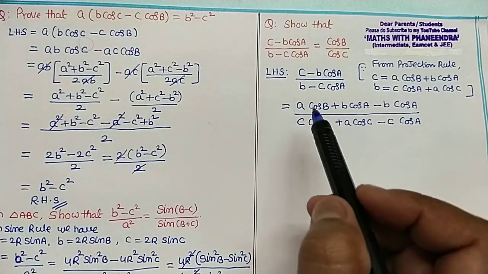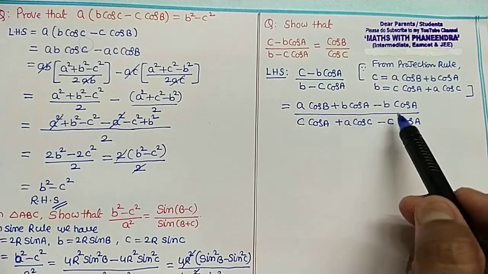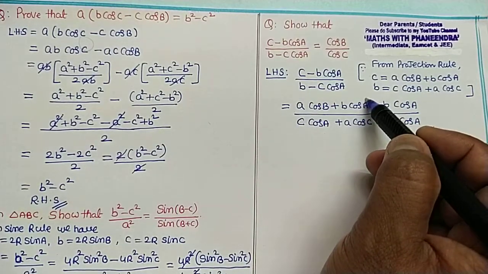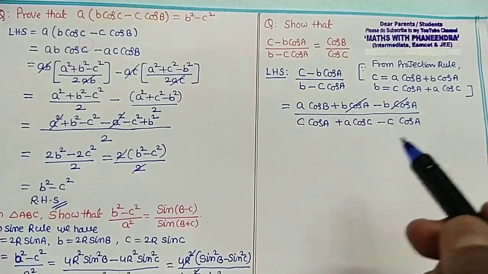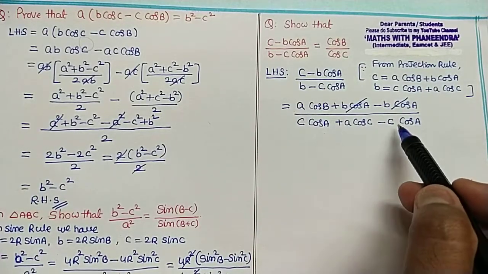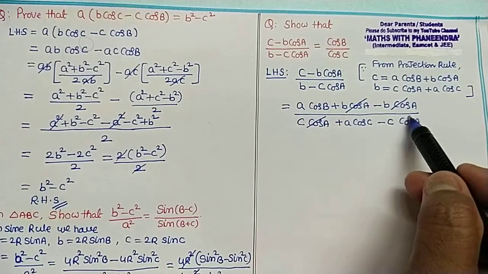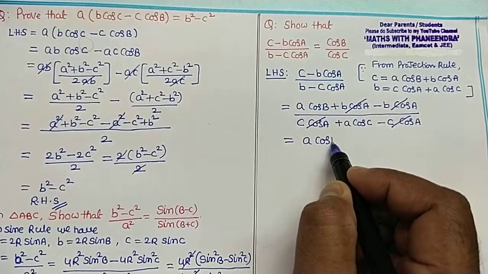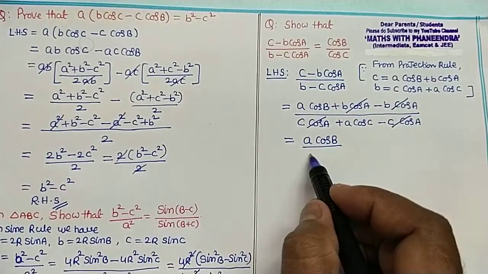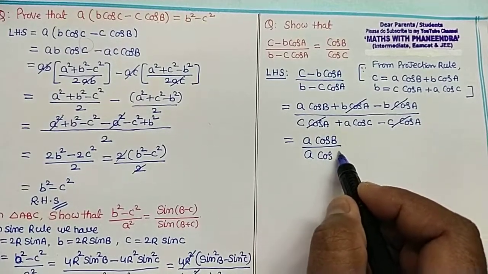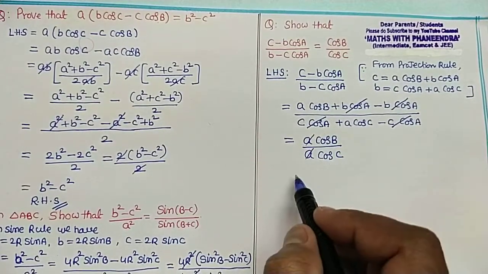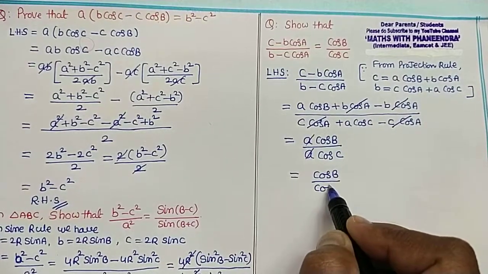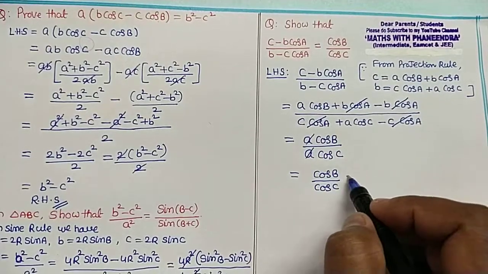After that, here B cos A, here minus B cos A. Both values are going to get cancelled. Similarly, C cos A minus C cos A. These two values will be cancelled. So the rest of the terms, A into cos B divided by A into cos C. So here A get cancelled, which is equal to cos B divided by cos C, which is required RHS.